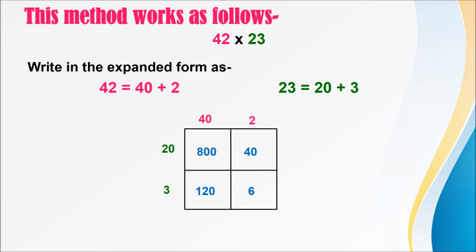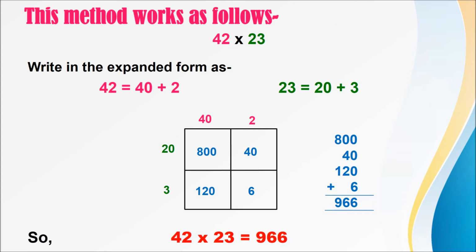Now, write the four products one beneath the other and finally add. So, 800 plus 120 plus 40 plus 6 is equal to 966. Thus, 42 into 23 is equal to 966.